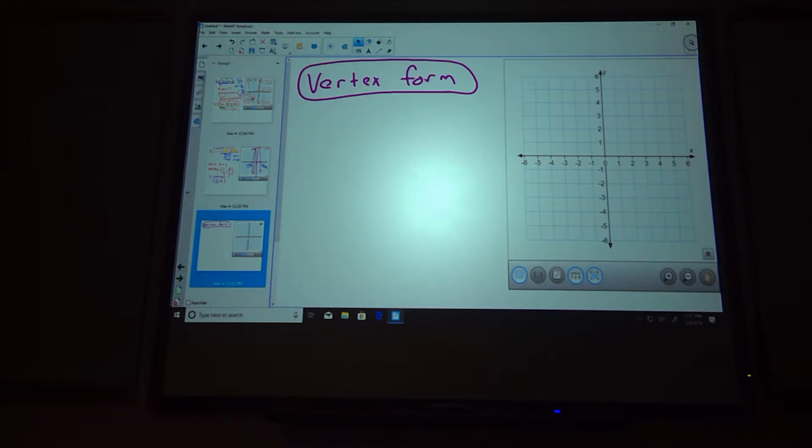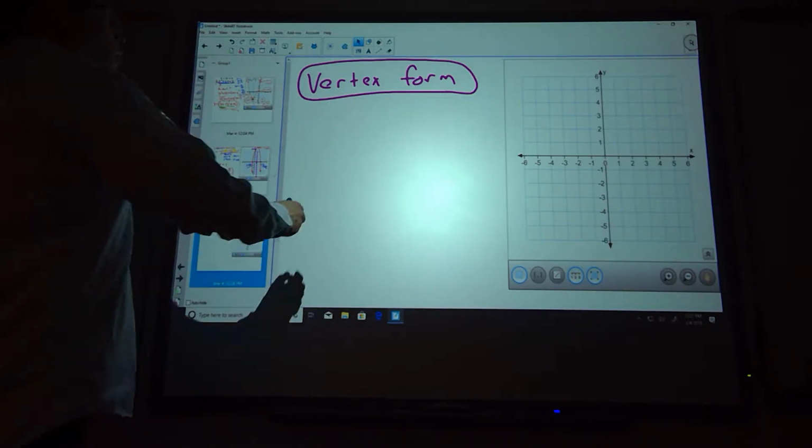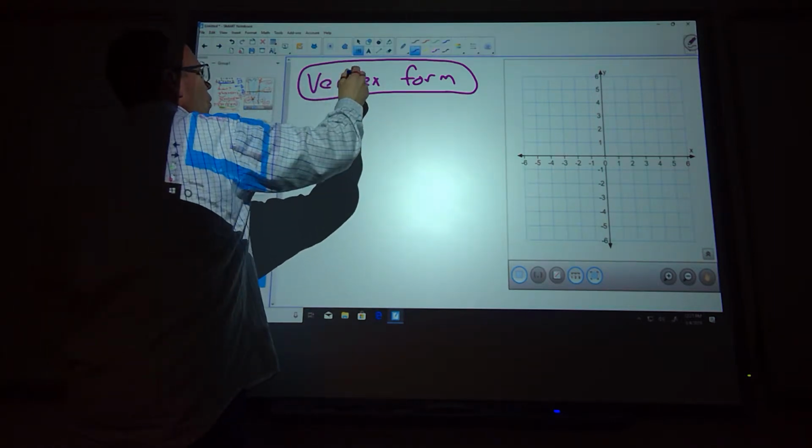What do you think? Vertex form. What's it going to give you? Yeah, the vertex. It's going to give you the vertex. Exactly. It's going to say, here's the vertex. If it gives you the vertex, you can figure out what the axis of symmetry would be, because that's always the x component of it. So we're going to write this as a general form.